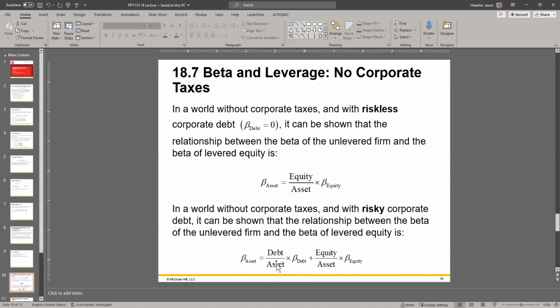This represents the weight of equity. This represents the weight of debt. And they just multiply by the beta of debt. This gets multiplied by the beta of equity. You add them together. What you have is a weighted average of beta.